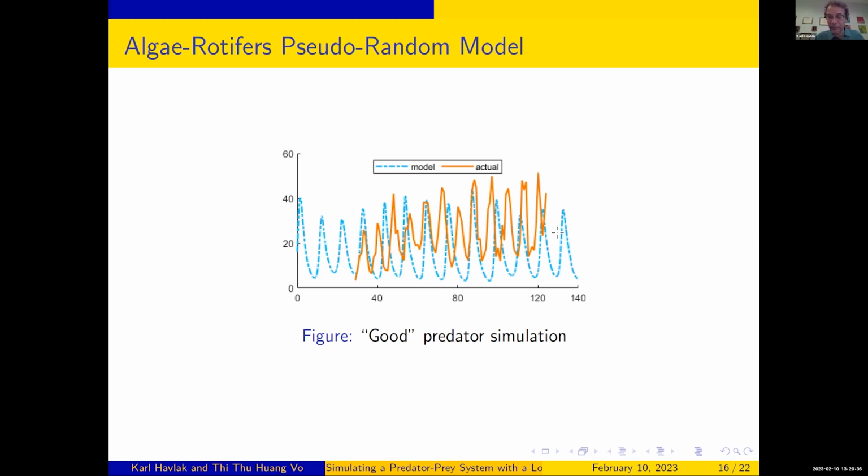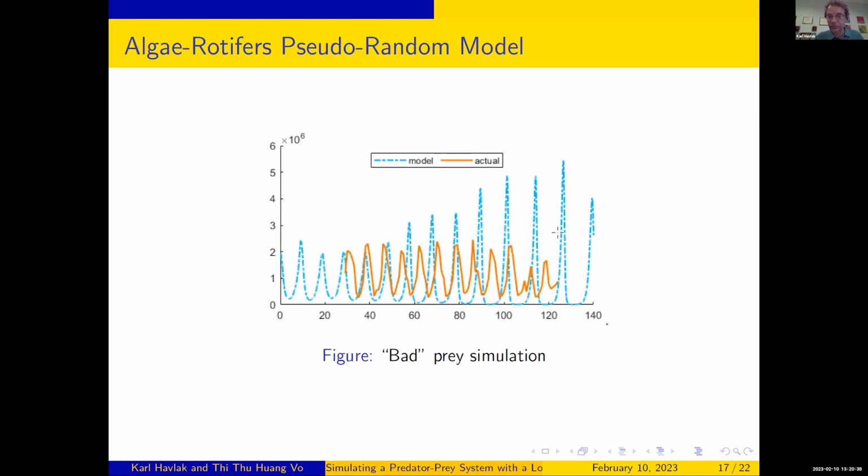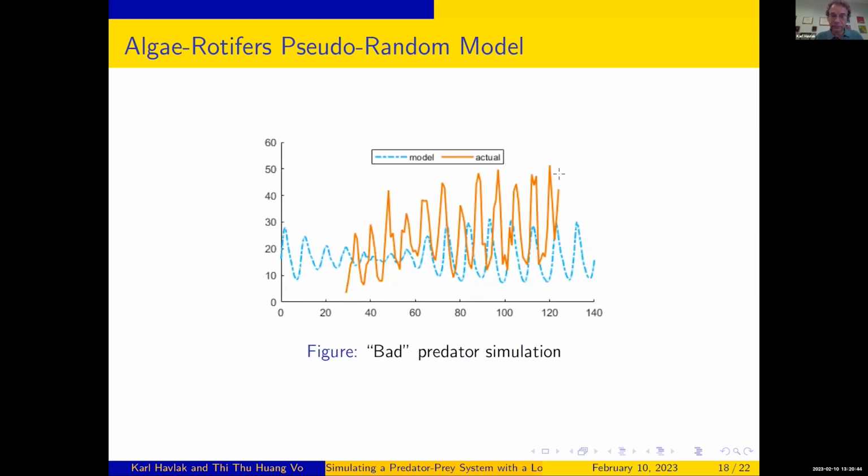And then we had some that were bad. This one visually is obviously bad. The predator, this is the prey, seem to be getting out of hand. Here's a predator simulation that we considered bad by our scheme.